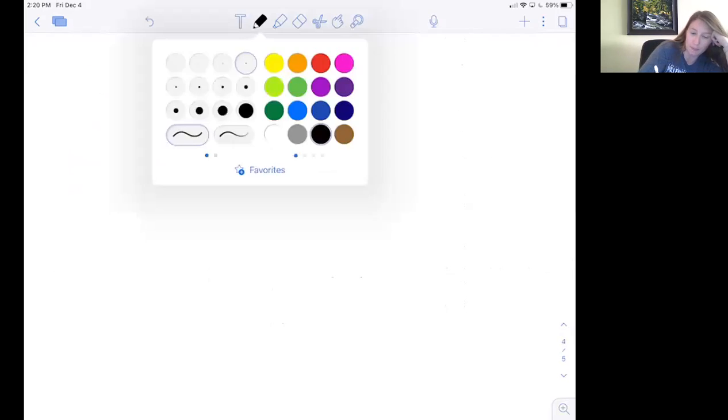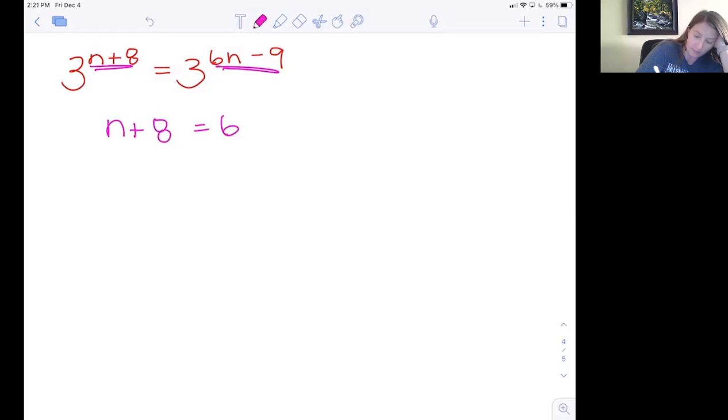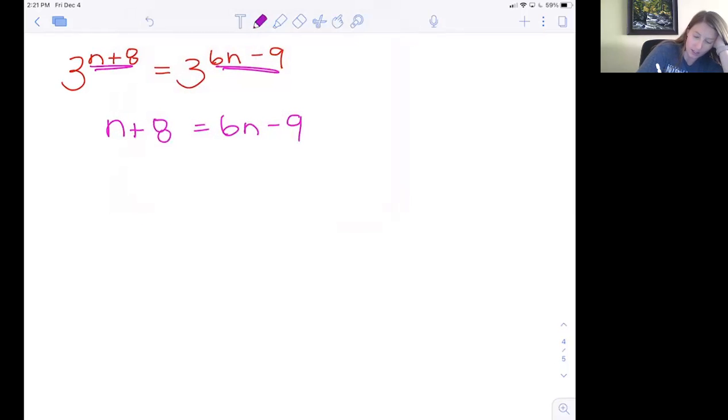So for question 1, we have 3 to the n plus 8 equals 3 to the 6n minus 9. These 2 bases are the same. They're both 3's, so I can just set the powers equal to each other, and then I'll just solve for n. So now I've got this set up, so now I'm just going to solve like I normally would. So I'm going to subtract n, and at the same time I'm going to add 9 over.